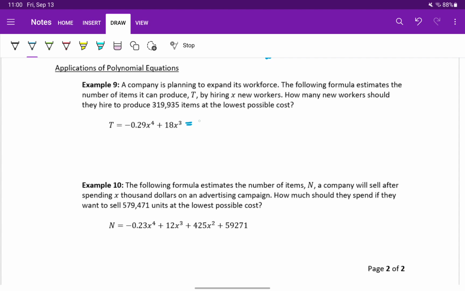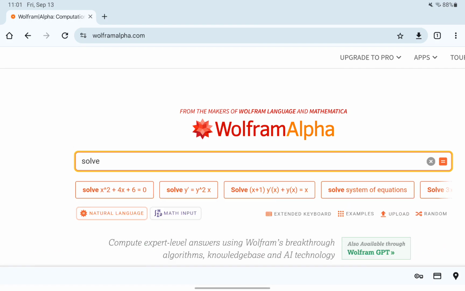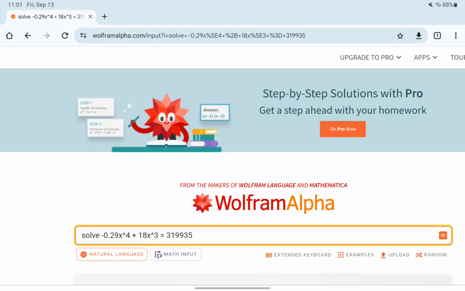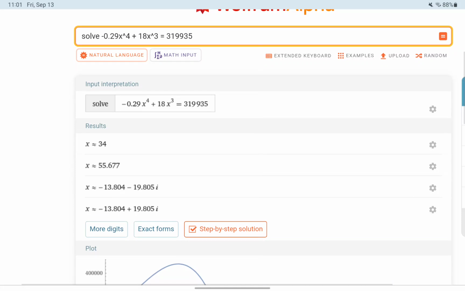What that means is we want to solve this equation, set equal to 319,935. We can do that in Wolfram Alpha simply by solving that given equation, set equal to this desired production level. And we get four different results.